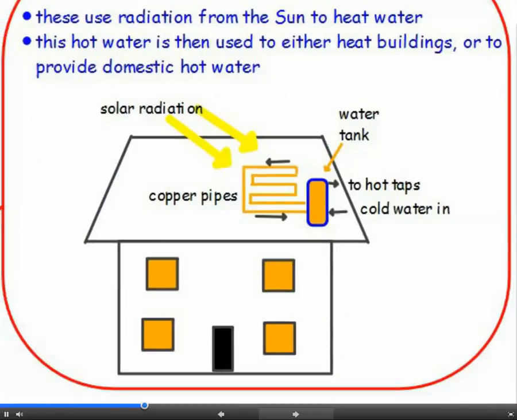So, cold water flows through the copper pipes in the roofs. It's heated by radiation from the sun, and then this hot water will flow out of the water tank. It will either come out of your hot taps as domestic hot water when you run a bath or when you run a sink full of hot water, or it can be used to flow around your heating system, so it heats the radiators which heat your rooms.